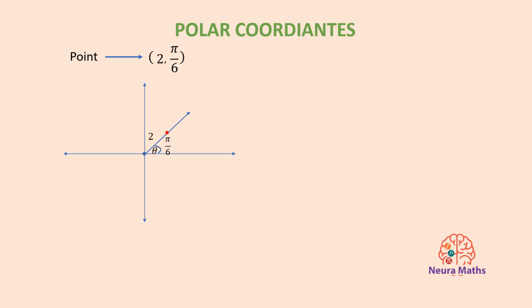Let's have a look at another example. Plot the point (2, -pi/6). We just move from the pole 2 steps along the terminal side of the angle -pi/6.